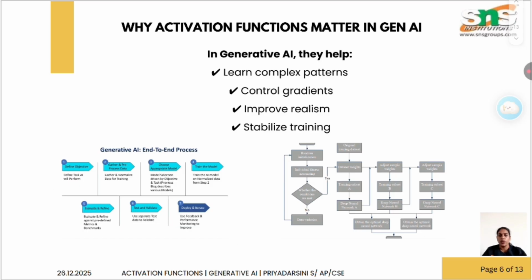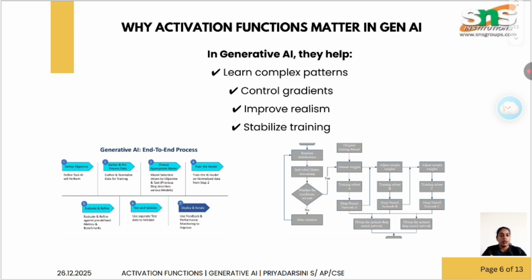Okay, why do activation functions matter in generative AI? In generative AI models, activation functions play an even more important role. They help the model learn complex patterns in images, text, and audio. They control gradient flow during backpropagation. They improve realism in generated outputs, and they stabilize training, especially in deep networks like GANs and diffusion models.